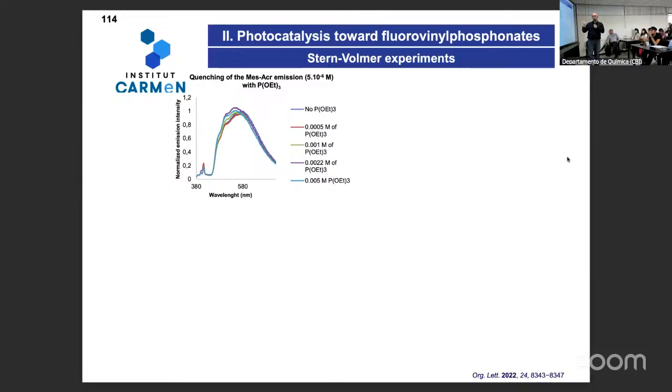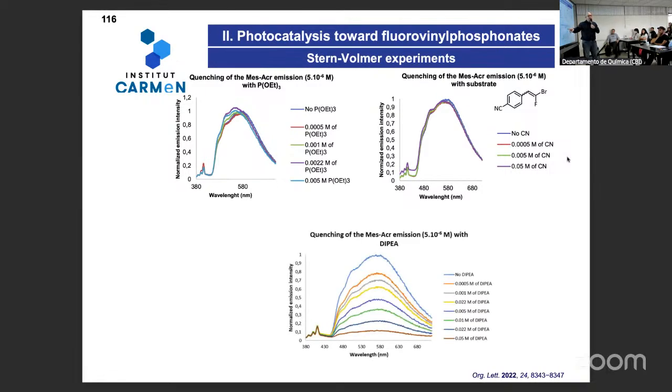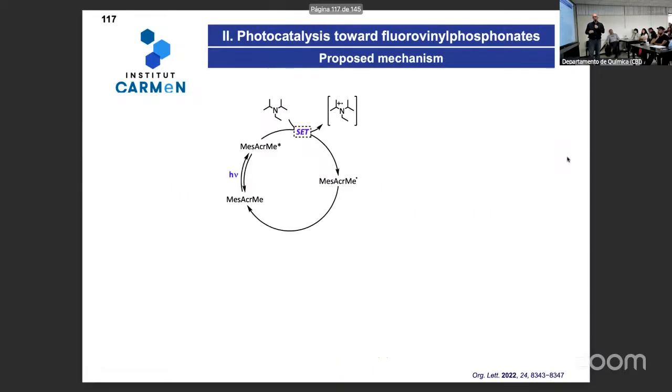Okay, next please. Same with the substrate. Substrate and photocatalyst do not interact. Next please. But with the DIPEA, you can see that you can quench the emission of the photocatalyst. The more concentrated it is, the more you quench the emission of the photocatalyst. That means that the first reaction is between the photocatalyst and the DIPEA. Next, please. Okay, so what is the reaction? You have your photocatalyst, you excite it with a photon, and you have a single electron transfer to get this radical cation and the photocatalyst radical.